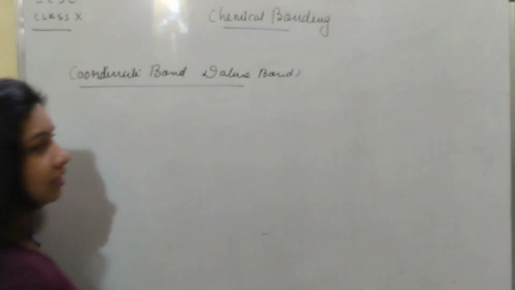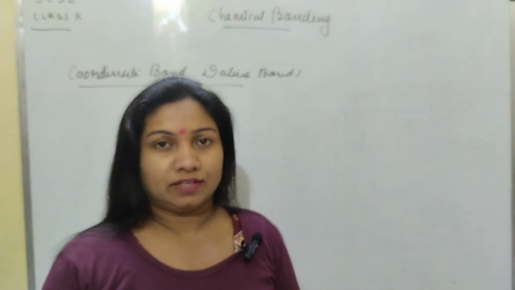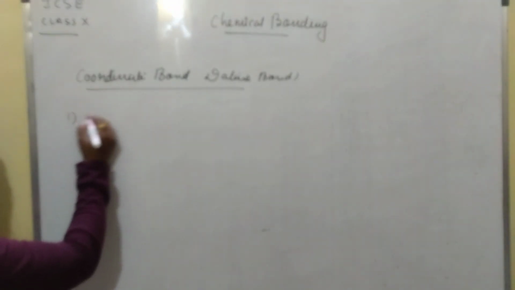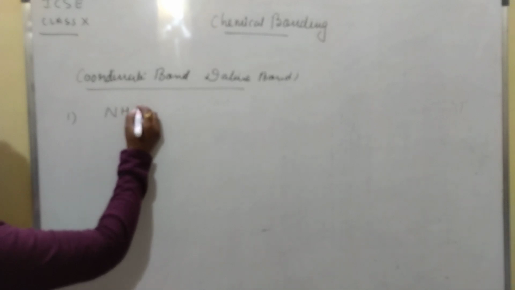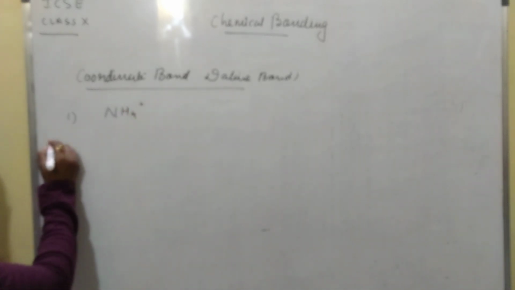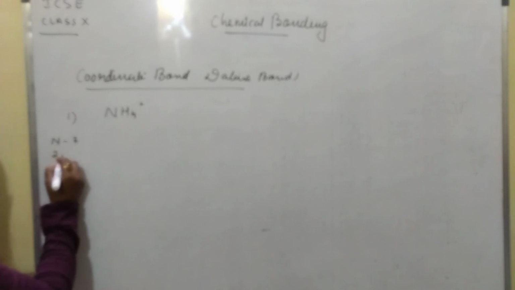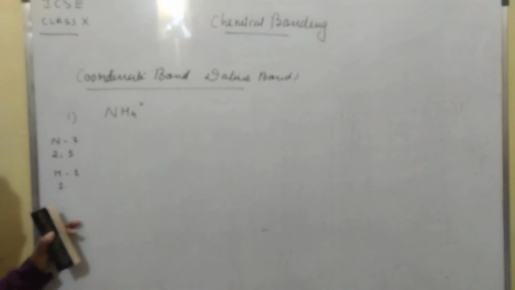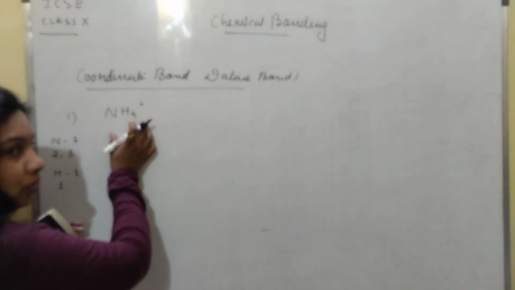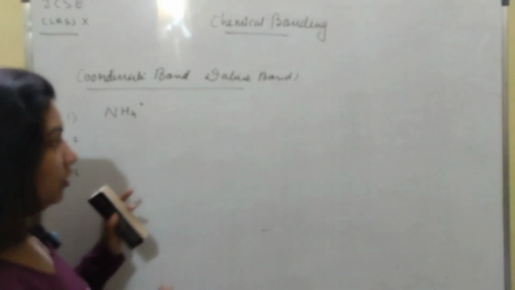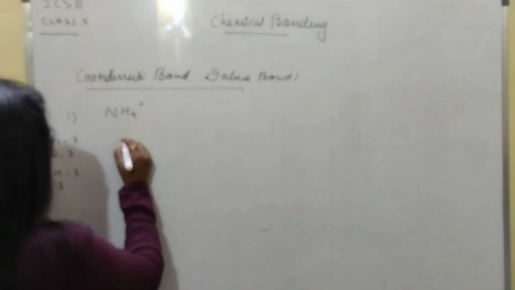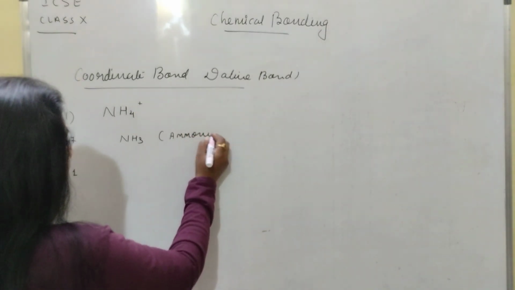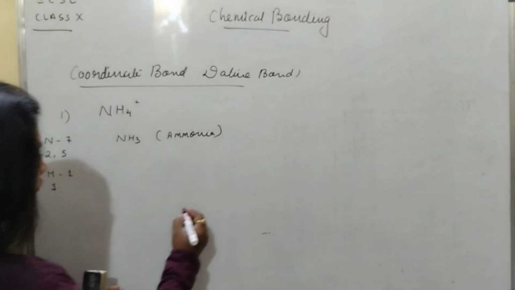See, I will explain this with the help of an example. If we take an example, then the thing will become more clear to you. So let's take the example of formation of ammonium ion, NH4+. We know that nitrogen atomic number is 7, configuration is 2, 5, and hydrogen atomic number is 1 and the configuration is 1. So before coming to ammonium ion, we should know the structure of ammonia. Ammonia is NH3. Let's draw the structure of ammonia.